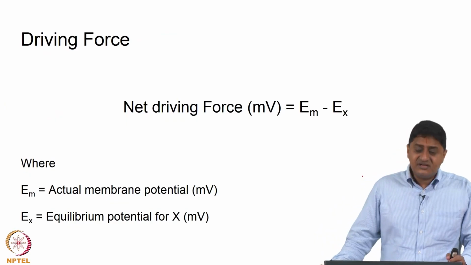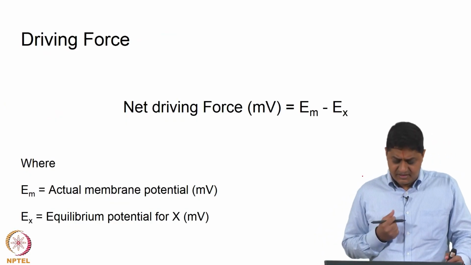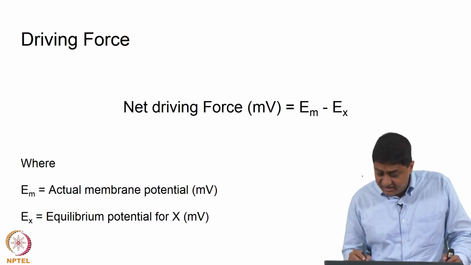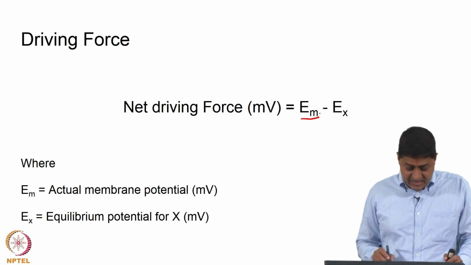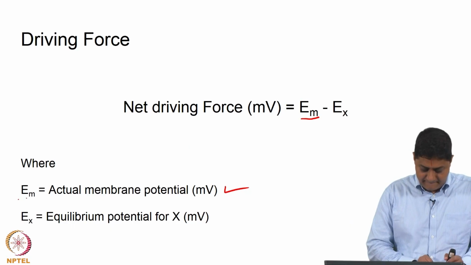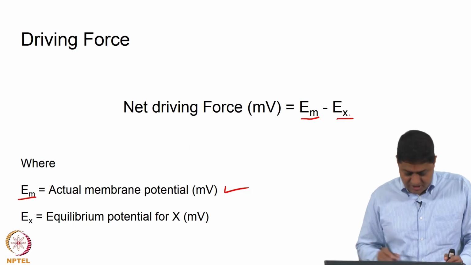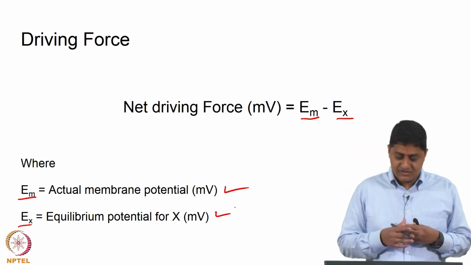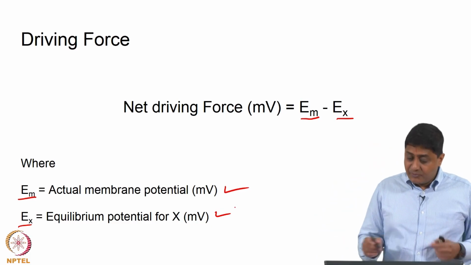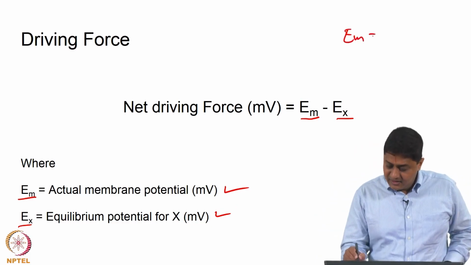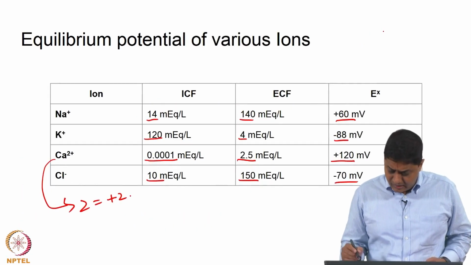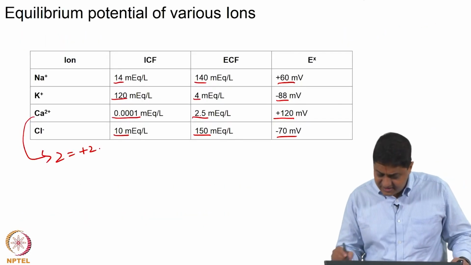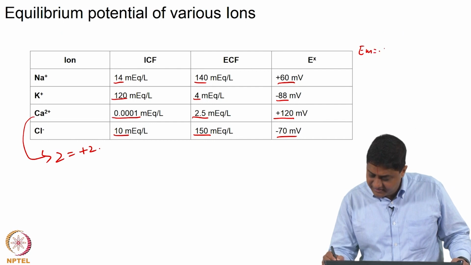So what is the driving force, what causes the movement of ions across the biological membrane? That is, as I said, the difference between the actual membrane potential, which is Em, and the equilibrium potential, which is Ex. So the larger this value is, the higher is going to be the movement of that particular ion. Suppose Em is say minus 80 millivolts, right. Let us go back to the previous slide and see. Suppose Em is equal to minus 80 millivolts.